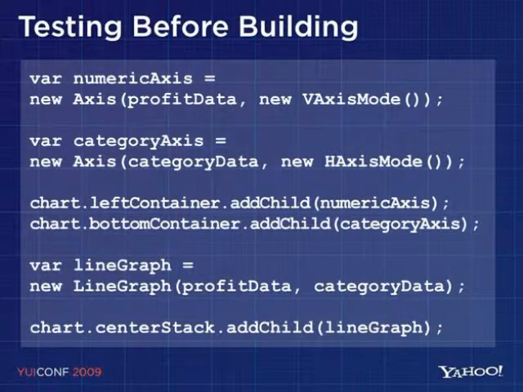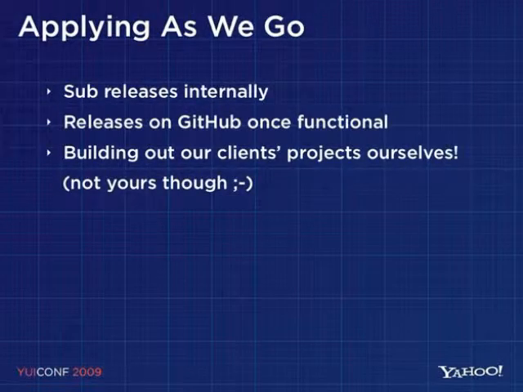Then they would actually create the axes objects themselves. Add the axes objects to the containers on the chart. Create a line graph, keying off the profit data and the category data. Add the line graph to the center stack. Done. They have their chart. They've created their components individually, placed them on the chart. Fairly easy to use. So that's how we sketch out how the chart would actually be used. And again, this isn't the final version by any means, but that gives us a good idea of how things like that proceed.